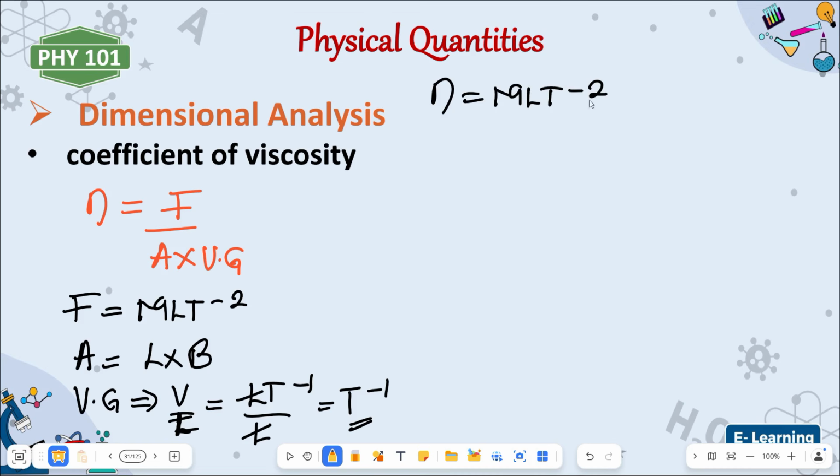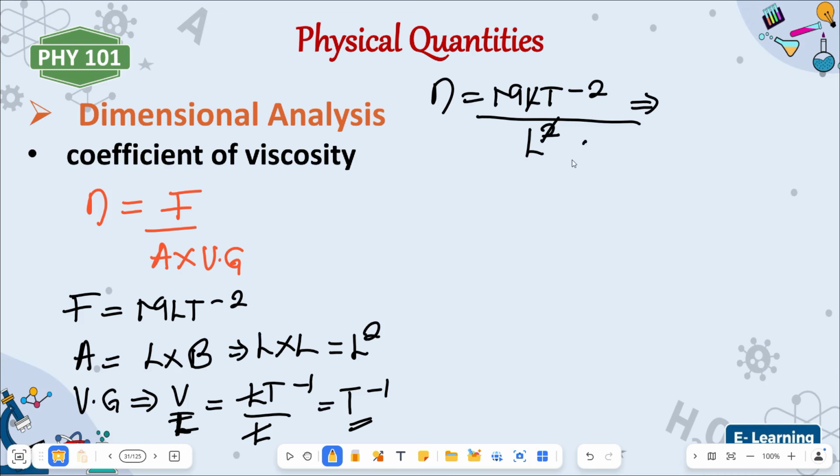MLT minus 2 divided by area. Of course, area is length times breadth, which will give us length times length. You know why it's length times length, right? Because I told you that breadth is length and length is length. So this will give us L squared. L squared still means L times L. So this L will cancel one of the L from here.